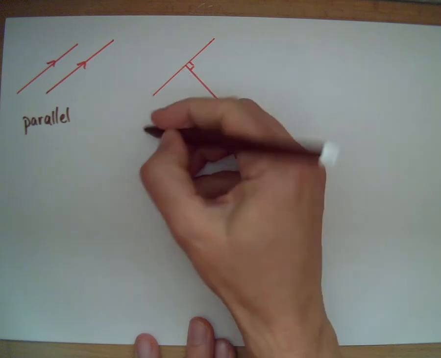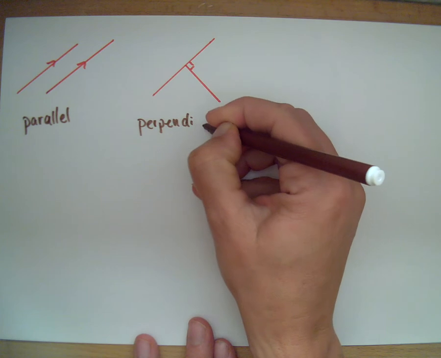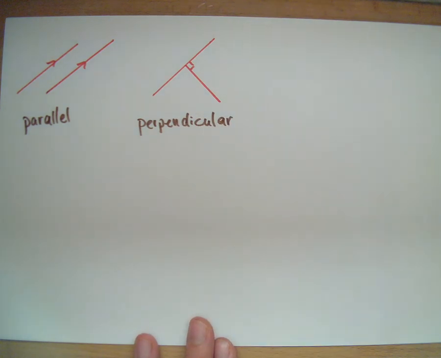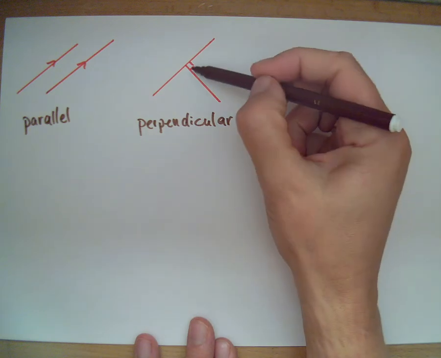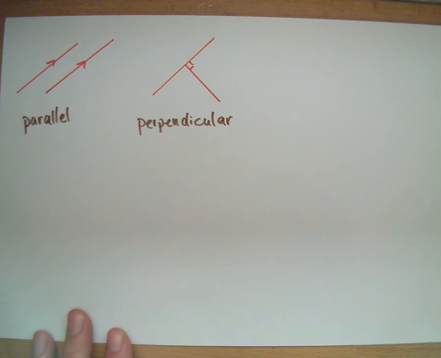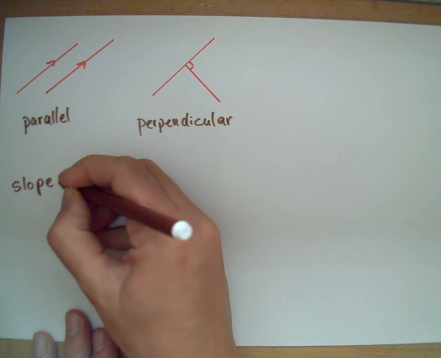These two lines are perpendicular. Perpendicular lines meet at a 90-degree angle. This angle is a 90-degree angle. Something else we'll be using that we assume you still know.